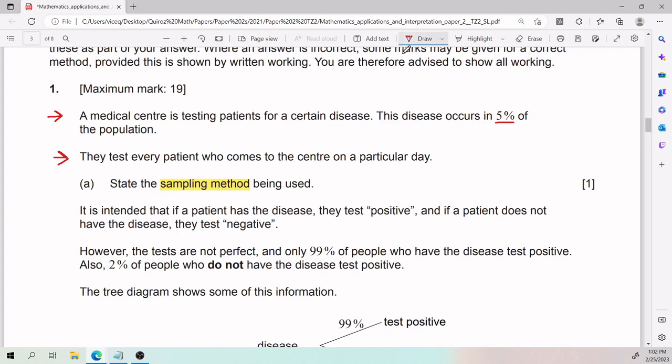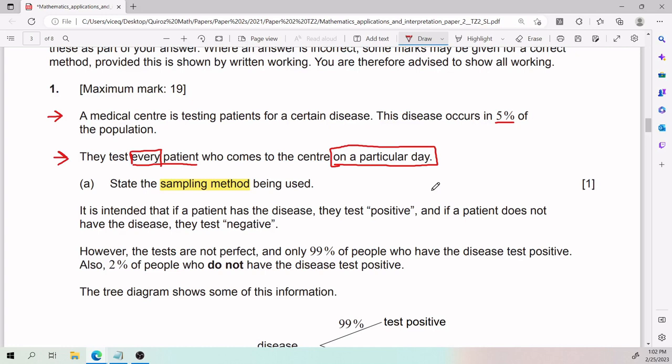Now, sampling method makes reference to who do they survey? Okay, who do they test? And so who do they test? They test every patient. All right, so every is a word that's going to help us here. And also on a particular day. So those are two big hints for what sampling method is being used.